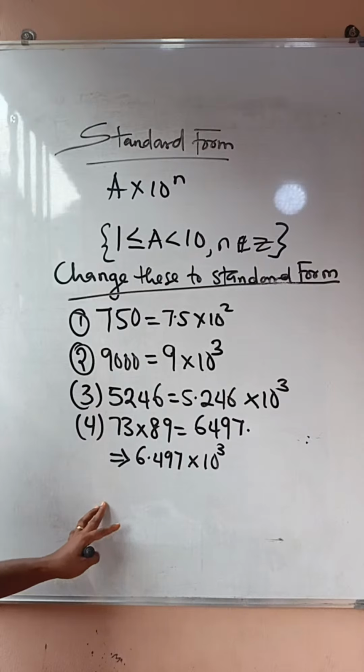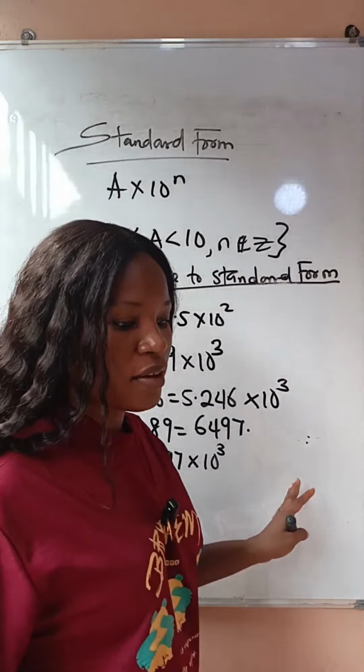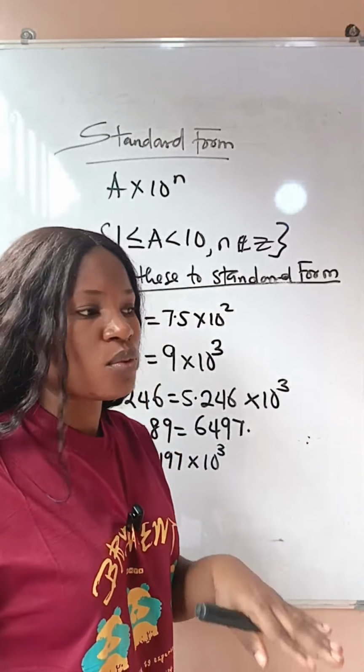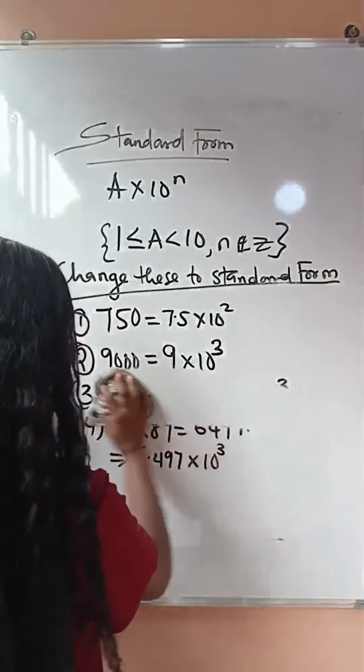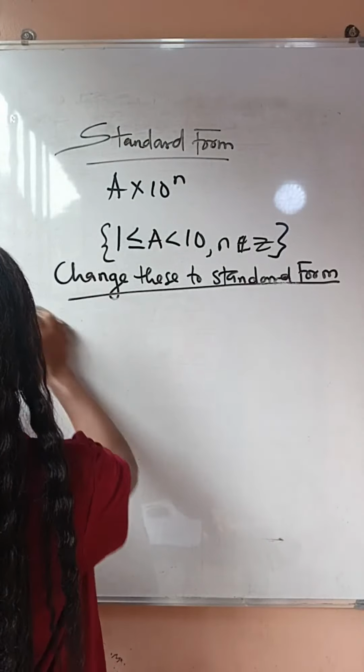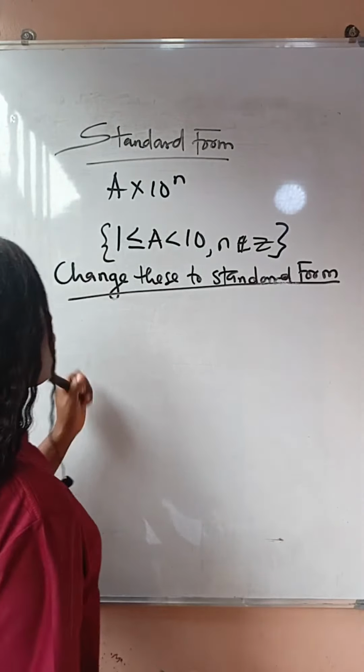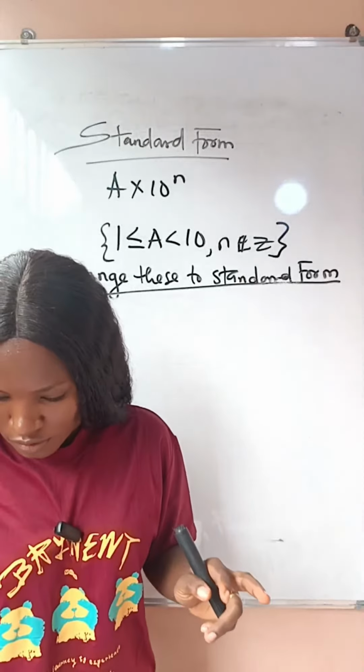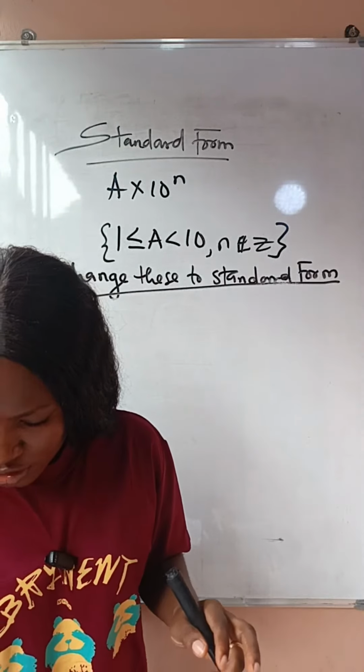1, 2, 3. All right. So I believe that if you wanted to take your screenshot, you have done that. Now I'll give you classwork. The classwork says change this to standard form.